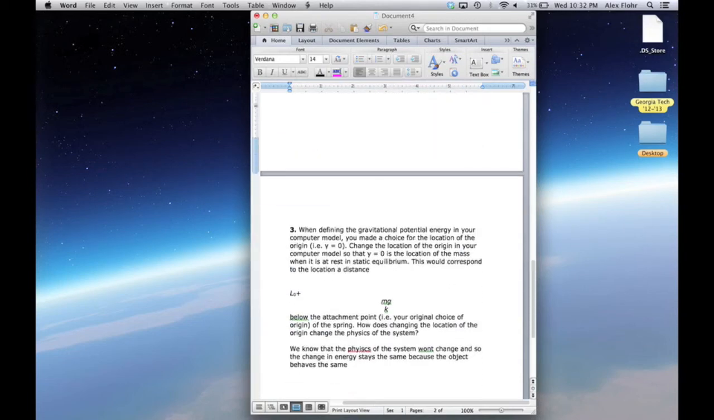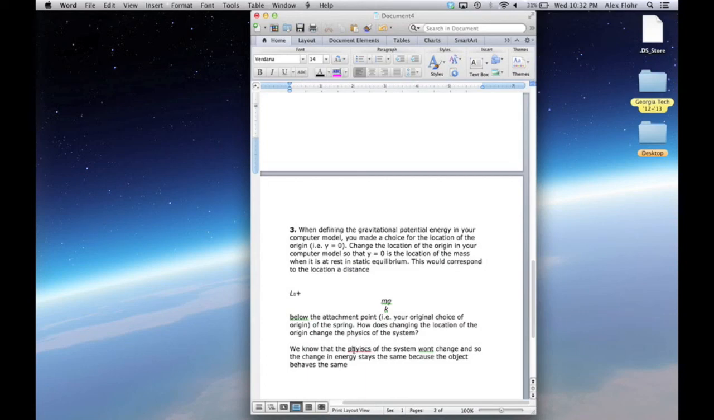The final question says, when determining the gravitational potential energy in your computer model, you made a choice for the location of the origin. Change the location of the origin in your computer model so that y equals 0 is the location of the mass when it's at rest in static equilibrium. This corresponds with the location, distance L naught plus mg over k, below the attached point of the spring. How does changing the location of the origin change the physics of the system?